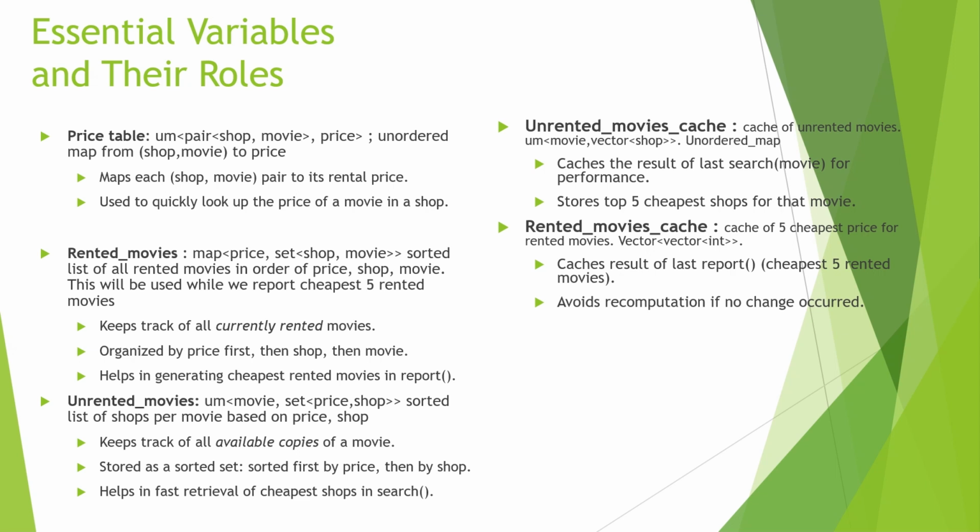how to return them? So the report function, the generation of the report, should be done in such a manner that the movies would be sorted based on their price. But if the price matches, then it would be sorted based on shop, and if the shop matches, it would be sorted based on movie. So the map typically sorts all the movies first on the basis of price. Then for each price, we are sorting the pair of shop and movie in the form of shop ID, then movie ID. So in total, this particular data structure or variable would help us generate the report in the correct order.